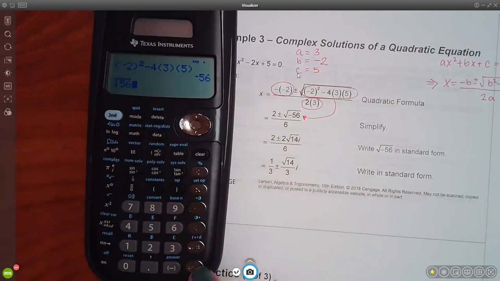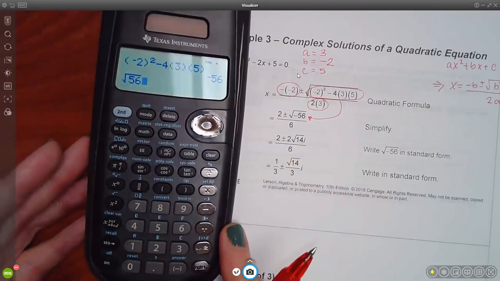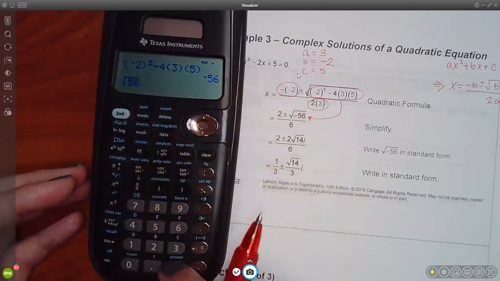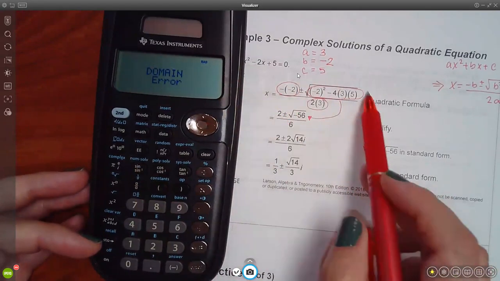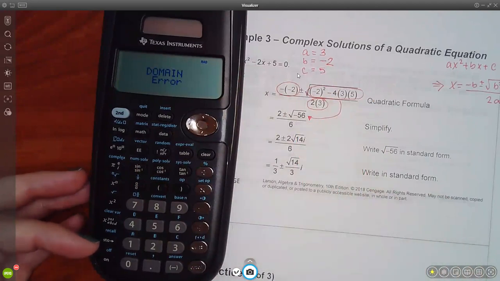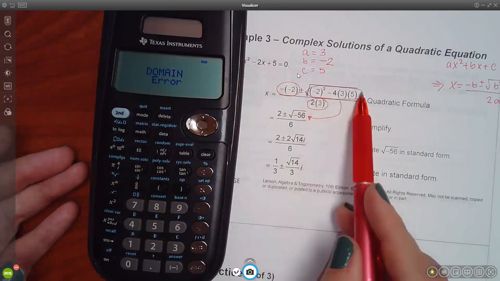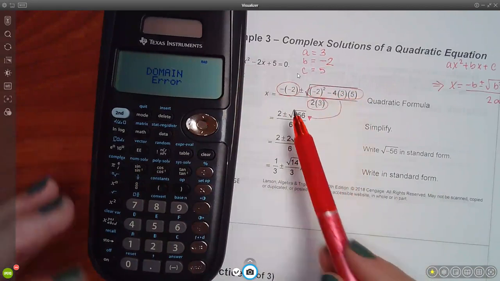Can I type square root of negative 56 in my calculator? No, it just tells me error, or no real solution or something. Let's see what it says. That's what it tells me. Domain error. So I cannot type a whole fraction in my calculator if it's a negative. Okay. And I won't know it's a negative until I've done this inside calculation, okay? So I did the inside calculation.